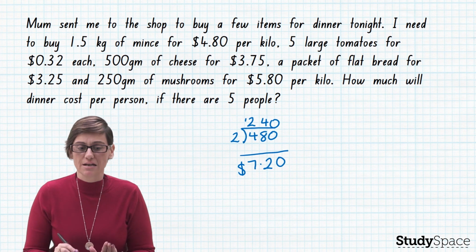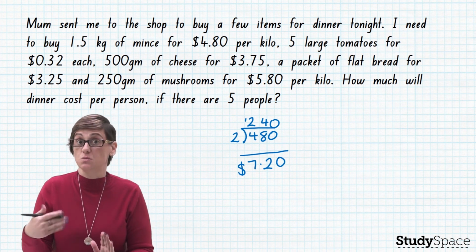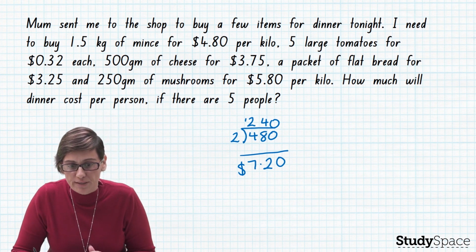So I'm just going to put that number on the far side of the screen so that we can add it up as we go. So our first one will be $7.20.